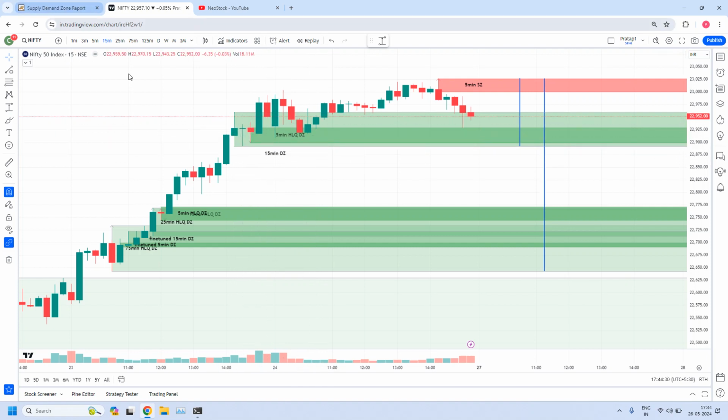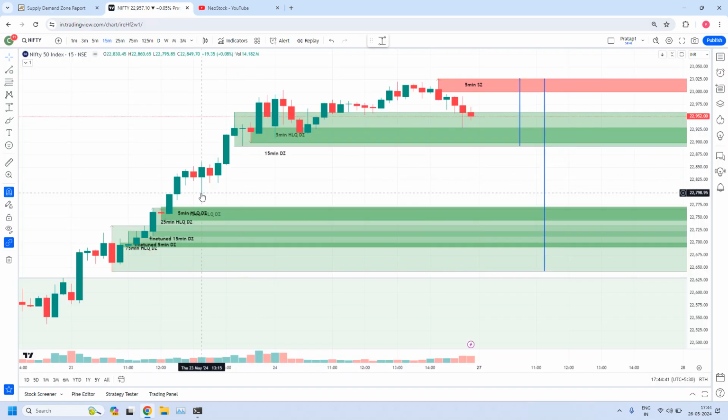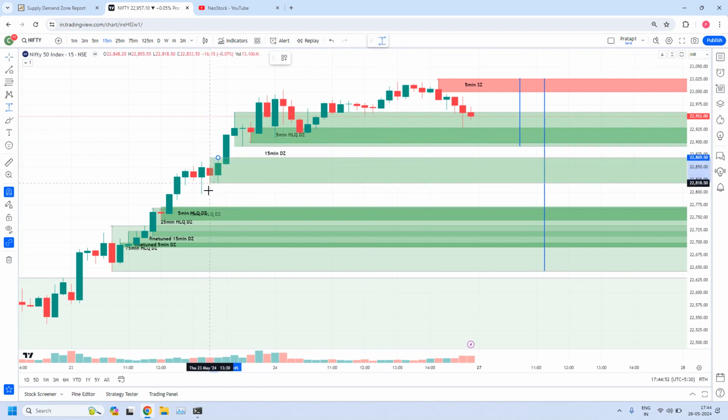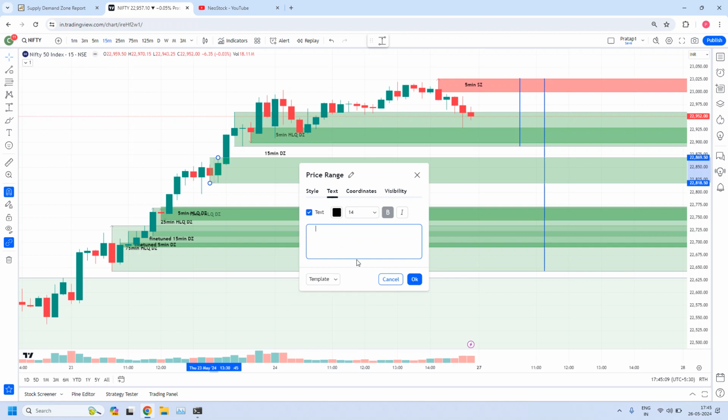What is the next 15 minutes demand zone? Here we have a rally, 1, 2, 3, 4, 5 candles. Let us check. This is the one, 13, 15. This is a rally candle, these two base candles. If this is also violated, this is a normal 15 minutes demand zone. What is the low of this candle? Okay. So what is this zone? This is a normal 15 minutes demand zone.